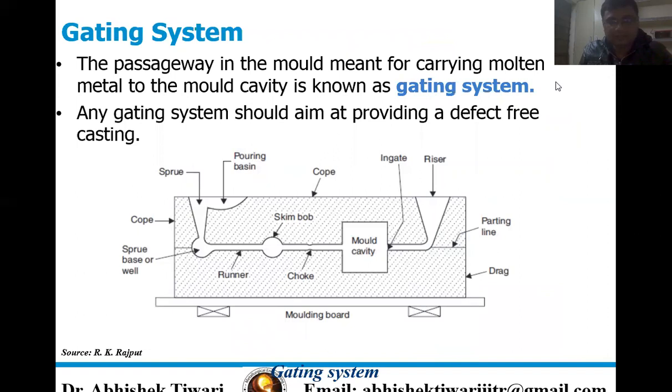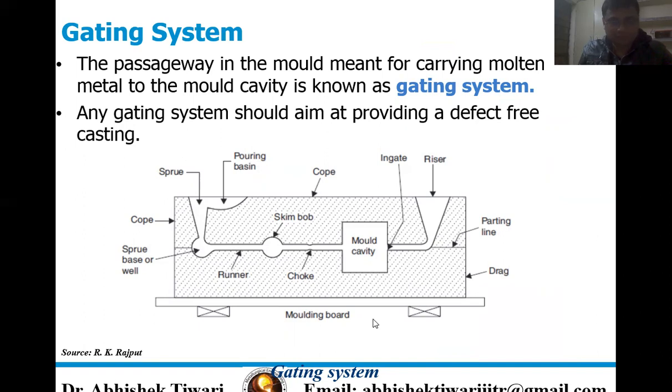Now we are going to discuss the gating system. The passageway in the mold for carrying molten metal to the mold cavity is known as the gating system. Any gating system should aim at providing a defect-free casting.